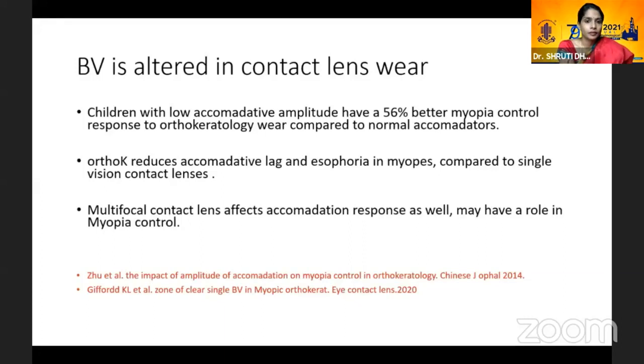Third, binocular vision is altered in contact lens wearers. Children with low accommodative amplitude have a 56% better myopia control response to orthokeratology wear compared to normal accommodators. Ortho-K reduces the accommodative lag and esophoria in myopes compared to single vision contact lenses. Multifocal contact lenses affect accommodation response as well, and may have a role in myopia control.